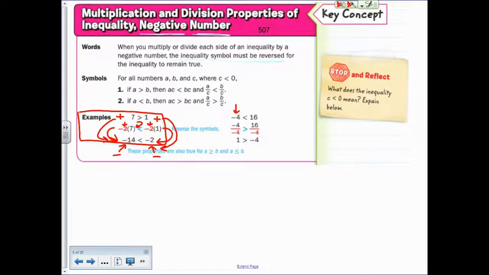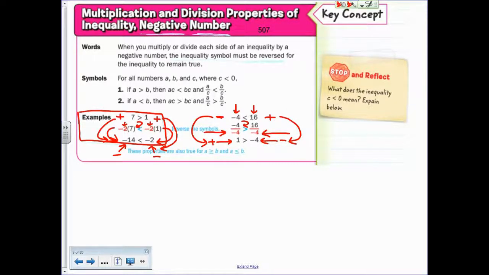Negative 4 is less than positive 16. We have a negative over here and a positive over here. When you divide both sides by a negative number, we have to flip our inequality sign, because look what happens. Negative 4 divided by negative 4, same signs, you get a positive answer. Negative changed to positive. And over here, a positive 16 divided by negative 4, different signs mean a negative answer. So what was positive became negative.